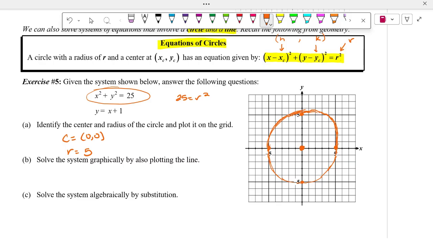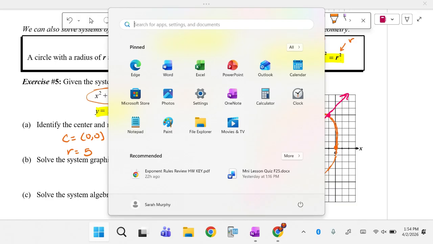Now, we're going to solve the system graphically by plotting the line. So this linear function, y equals x plus 1, where do I start graphing it? 0, 1. Then I just go up 1 over 1 for a while. I'm going to do the same thing on the other end. So my graph will look something like this. Now, again, it's going to be hard to see when you graph it by hand because drawing the circle isn't perfect. So let's double check where it's going to be in Desmos.